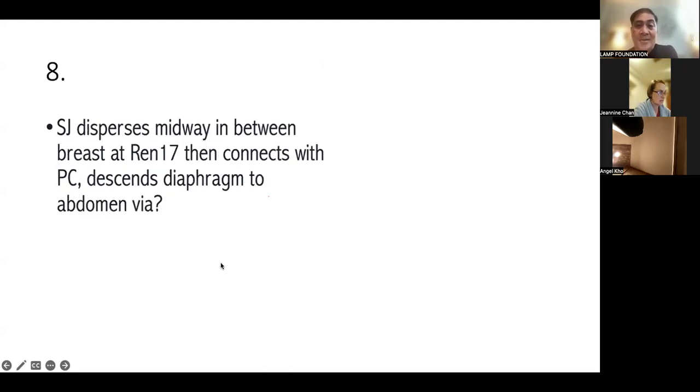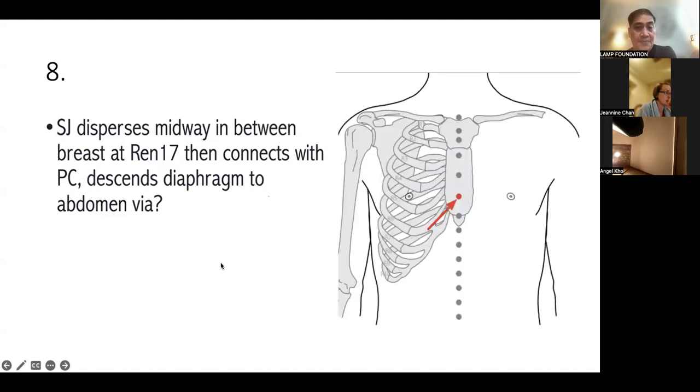GB21. Next. Sanjiao disperses midway in between the breast at REN 17, where it connects with the pericardium because SJ is interiorly-exteriorly related to PC. Then it descends through the diaphragm to the abdomen via what? Via REN 12, doc. Okay, very good.